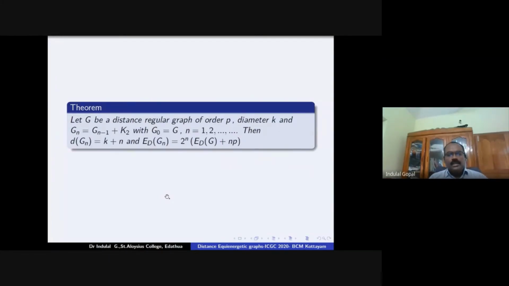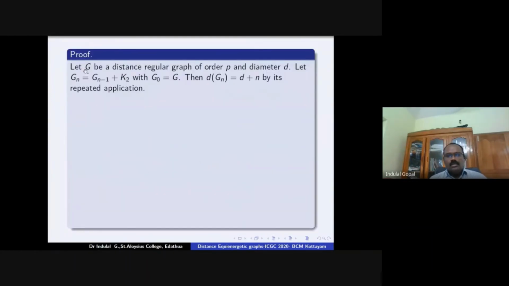And another observation is, if G is a distance regular graph of order P and diameter K, and we define the graphs Gn inductively by Gn equal to Gn minus 1 Cartesian product K2, with the starting graph G0 equal to G, for n equal to 1, 2, 3, etc., then the diameter of Gn is K plus n, and the distance energy of Gn is 2 raised to n times the energy of G plus Np. So the proof is in these few words.